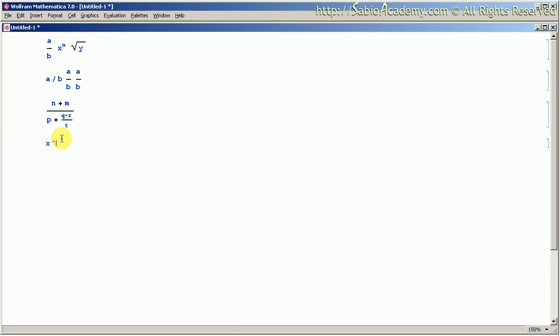X to the nth power. That character is a shift 6 in American keyboard. That does the job, and this works perfectly well, but doesn't look as cool as having the exponent up there as a superscript. So how do you do it? X, you press the same character anyway, but press the control key. So it would be control 6, looks like. And n. There we go.